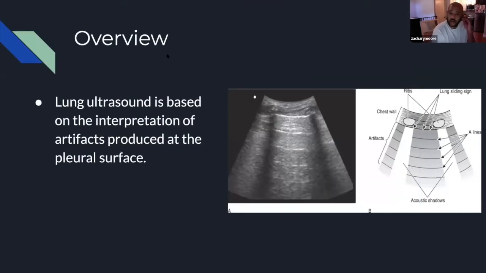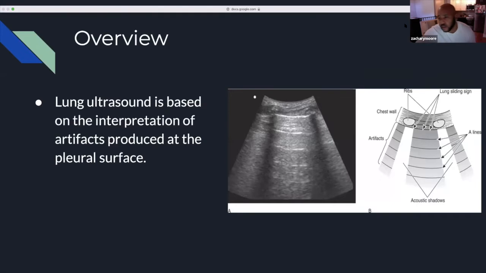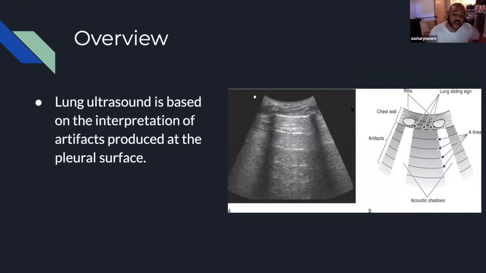So just an overview, in lung ultrasound, it's all based on the interpretation of artifacts produced at the pleural surface. Most of these relate to the way ultrasound and the air interact. This means that pathology that lies pretty deep to the air cannot really be visualized. So you just have to be cautious of that. But most of the imaging we try to see is in regards to the pleural surface, with the exception of the mediastinal reflections.